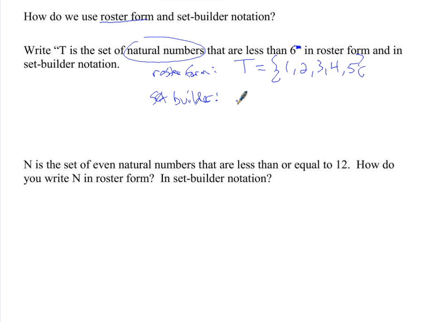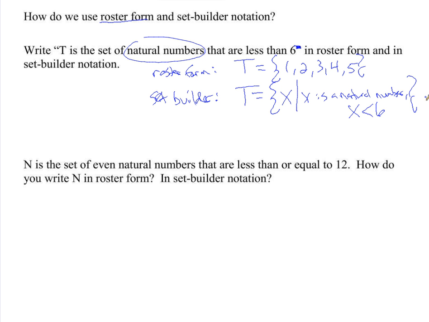Yep, we're going to have squiggly brackets. It's going to be t equals. So again, we write t equals squiggly bracket. And now in set builder notation, we write x such that x is a natural number, so we're going to write x is a natural number. And then we have to put that other condition on there, which says that x is less than 6.